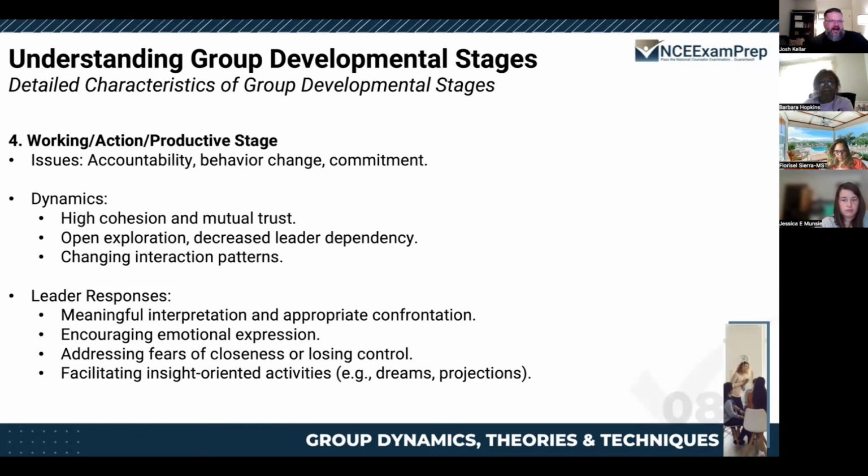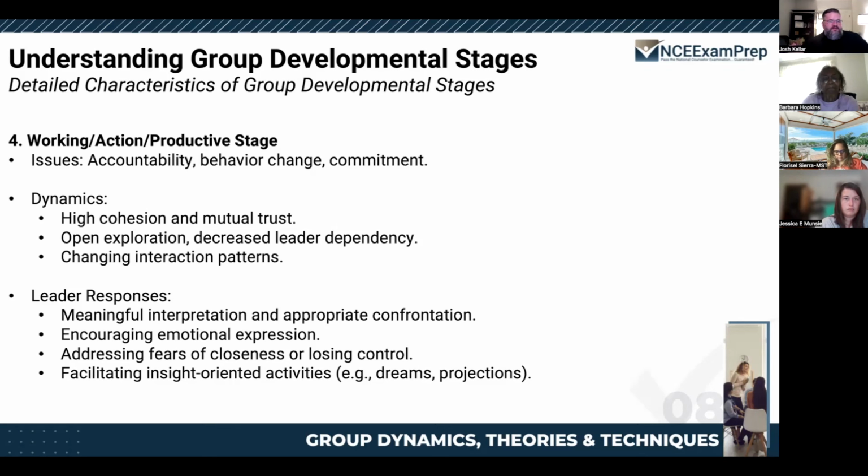Dynamics are high cohesion and mutual trust. So people are starting to feel really great with one another and that they can rely on each other for support. There's open exploration, decreased leader dependency, right? So they're beginning to lean on one another instead of just the leader. Changing interaction patterns, right? And so the dynamic within the group as members interact with one another is also changing, right? There's not so much tension between group members. Obviously, some of that might still exist.